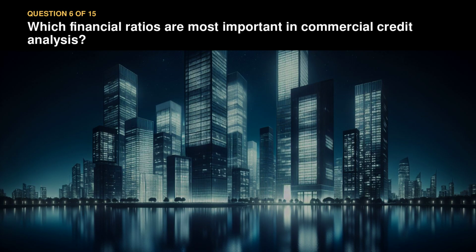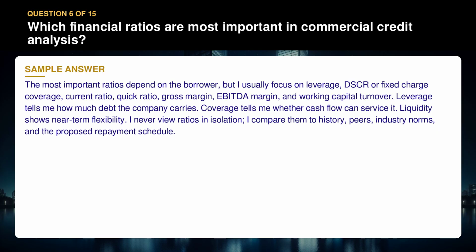Question 6. Which financial ratios are most important in commercial credit analysis? The most important ratios depend on the borrower, but I usually focus on leverage, DSCR, or fixed charge coverage, current ratio, quick ratio, gross margin, EBITDA margin, and working capital turnover. Leverage tells me how much debt the company carries. Coverage tells me whether cash flow can service it.